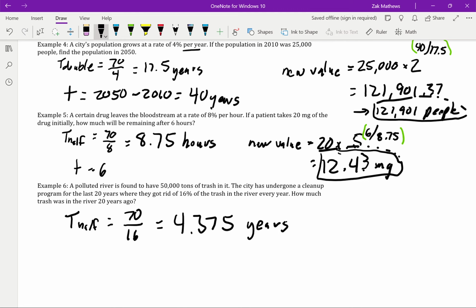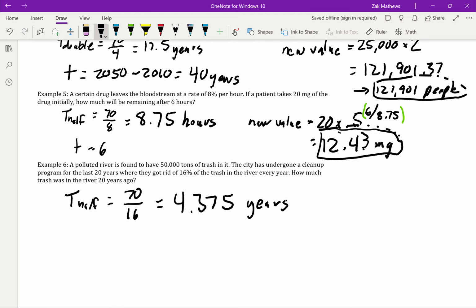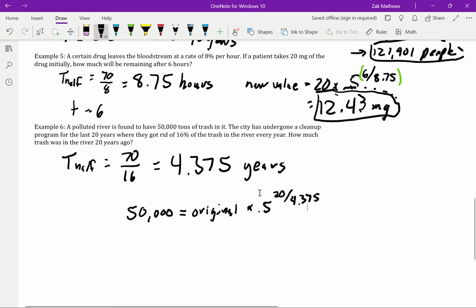Next, we're going to set up the equation to solve for how much we started with. Well, we now have 50,000 tons. We don't know the original value, just call it original. I'm going to multiply this by 0.5 to the power of the total time elapsed, which is 20 years divided by 4.375. And so we have two options at this point. We can go ahead and calculate this number. I'll just say it out loud. I'm not going to write it down yet. That number is approximately 0.042059.